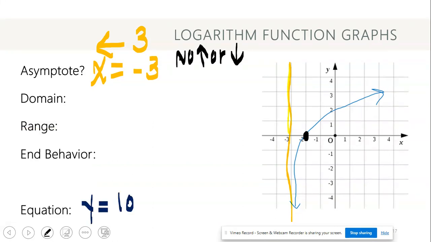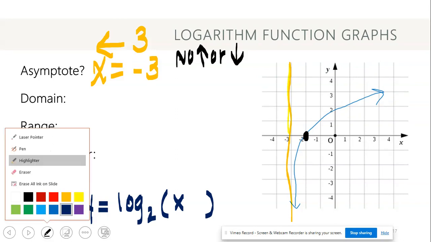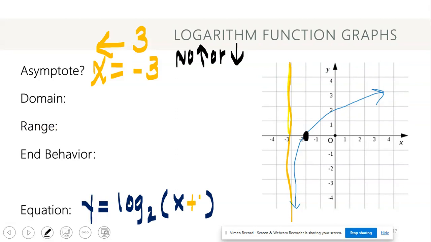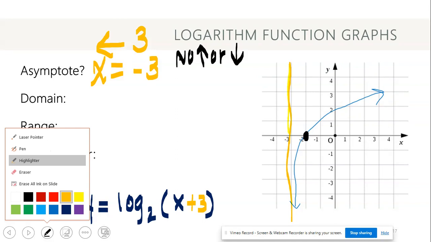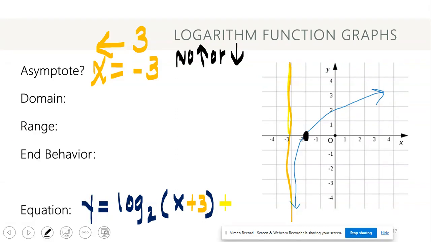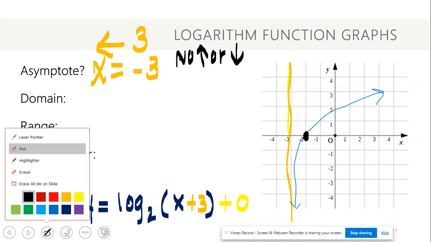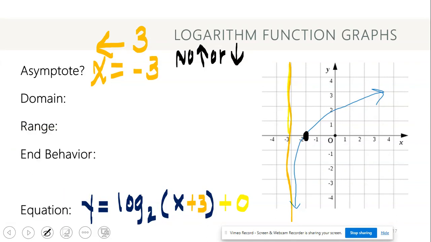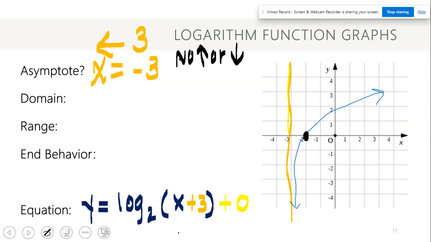That's certainly going to help me when it comes to my equation. These are always going to be log base 2 for the purpose of this video. And since we moved it to the left 3, means we're going to have plus 3 next to x. And since we did not move it up or down, that means we're going to have plus 0 on the outside. So really, our equation of our logarithm is y is equal to log base 2 of x plus 3.